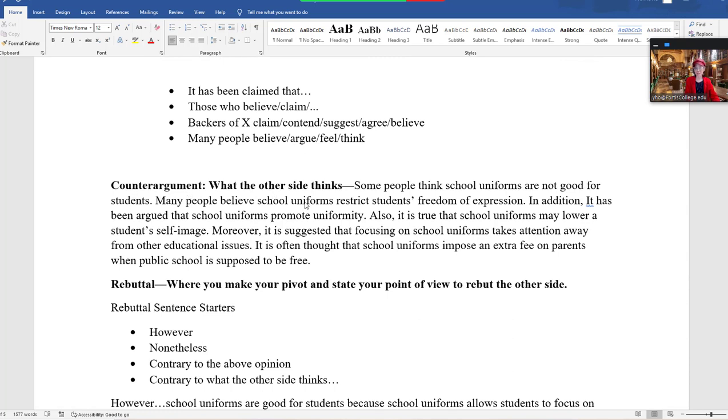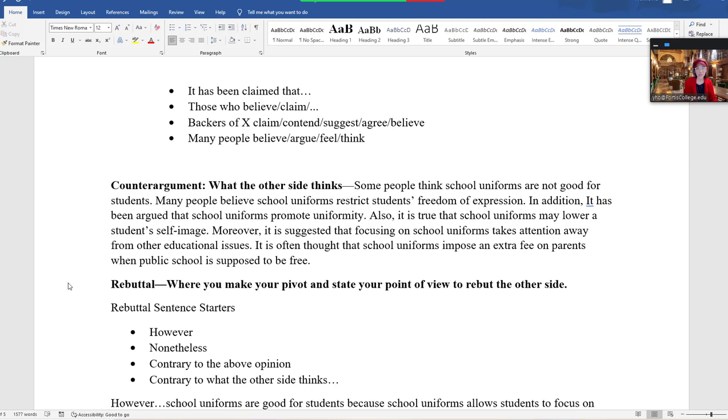Counter argument: what the other side thinks. I like school uniforms, but the other side doesn't like school uniforms. So some people think school uniforms are not good for students. Many people believe school uniforms restrict students' freedom of expression.